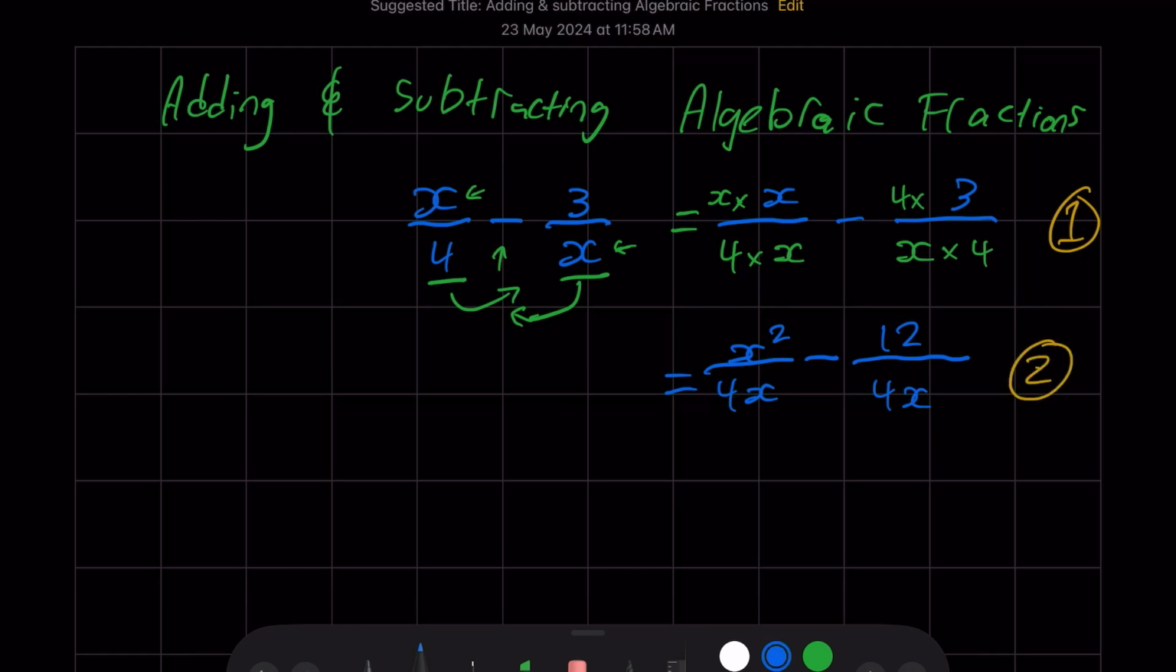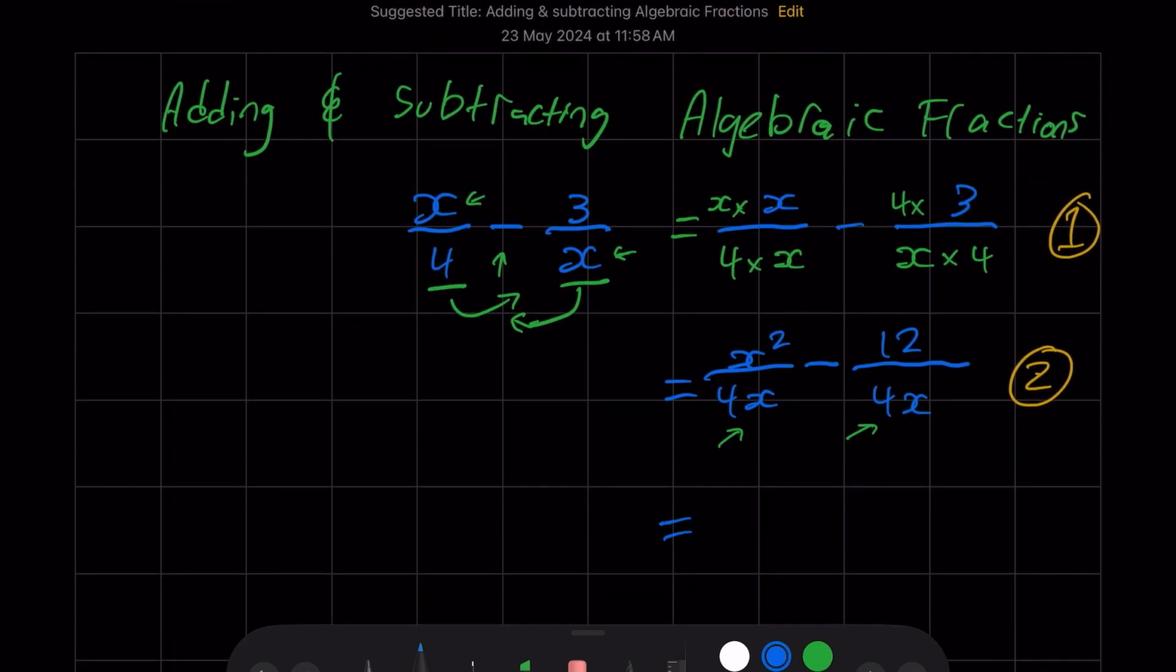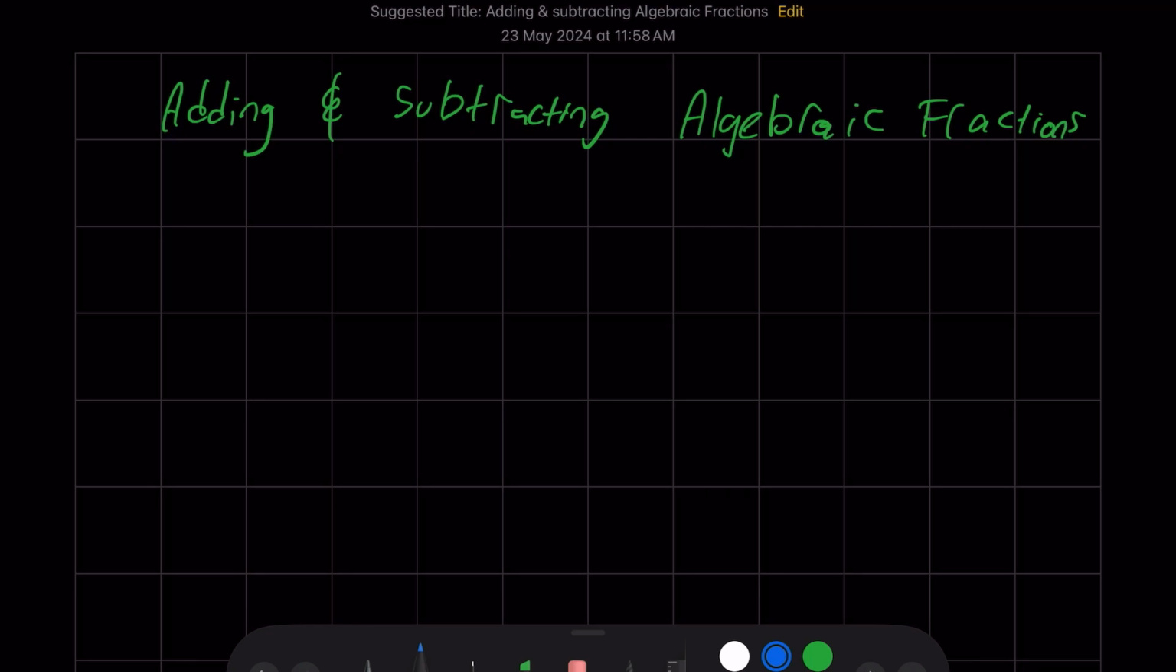We have answered those multiplication questions. You may now notice that we have got the same denominator for each one, which means we can now combine them. So my final answer is going to be x squared minus 12 over 4x. We can't do anything with x squared minus 12, so we just leave it as x squared minus 12, and it is over 4x. Let's step it up a little bit more now.